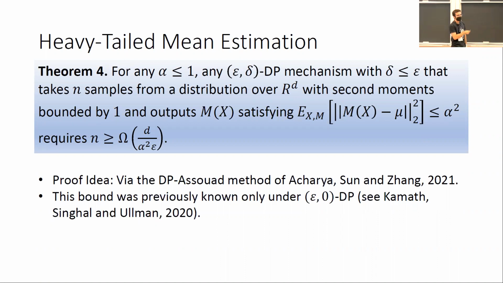So unlike the previous results, the proof for this statement uses the DP-Assouad method of Acharya, Sun, and Zhang from 2021. And our improvement compared to prior work is that previously this bound was known only under pure differential privacy.